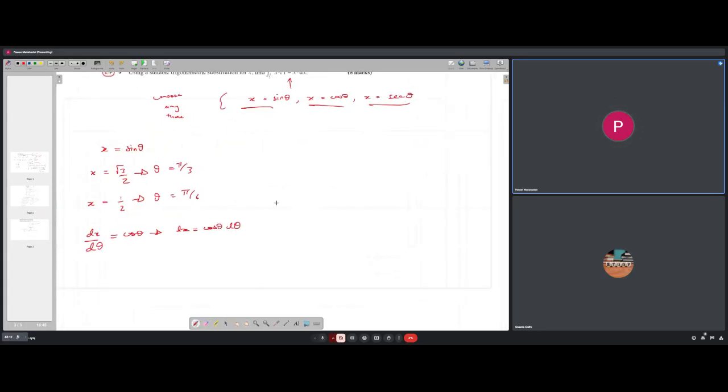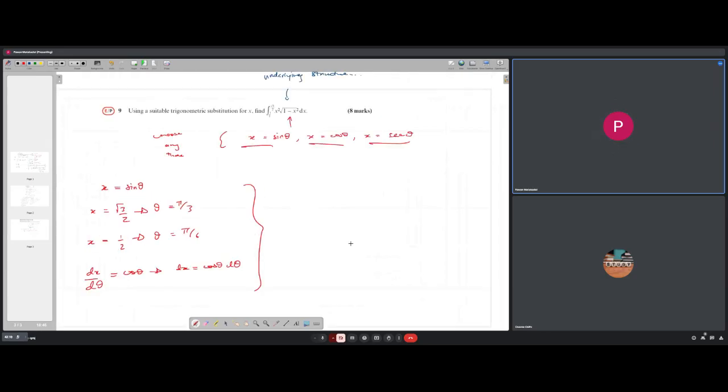yeah. So then what we can do with this is we can say, well, we're just solving the integral between pi over 3 and pi over 6. You've got x squared, so that's sine squared theta times cosine of theta. And then remember, we need to substitute the new limit. So instead of dx, we're going to write cosine theta d theta. Okay?